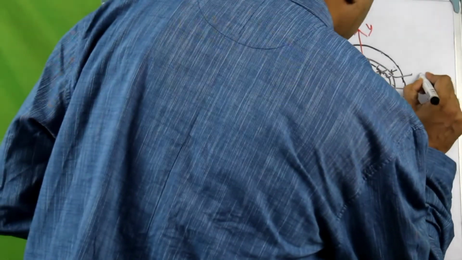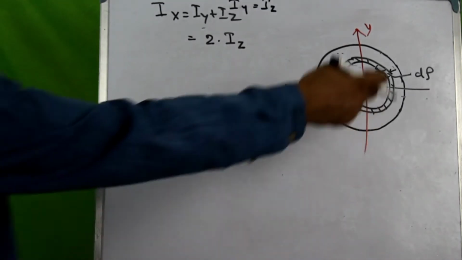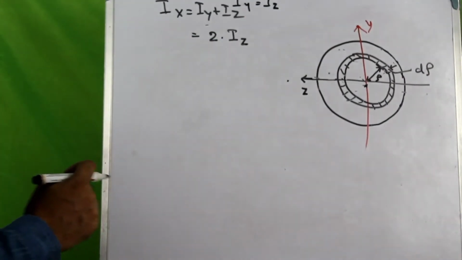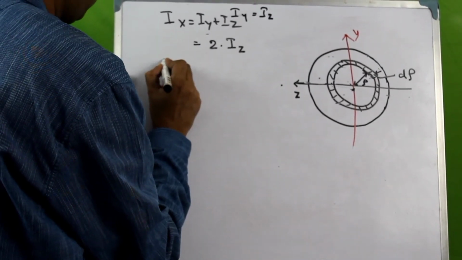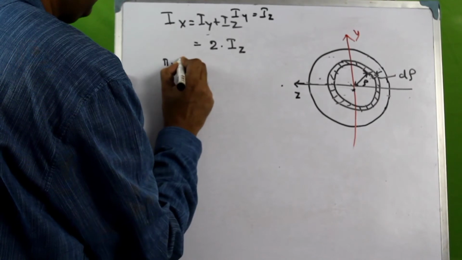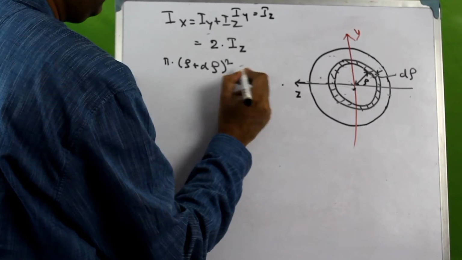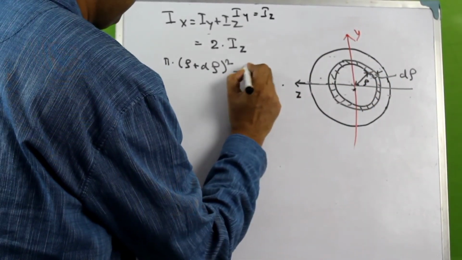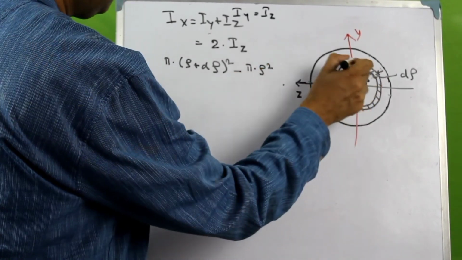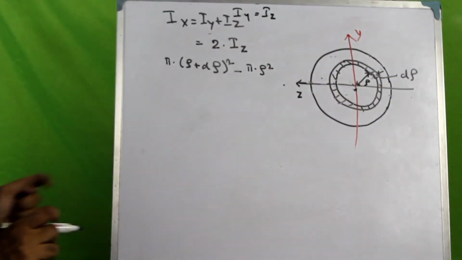Okay, d rho, which is very small, infinitesimally small cross section d rho. So what would be the area of this ring now? The area of this ring would be pi into rho plus d rho whole square, which would be the area of this outer circle, minus pi into rho square, which would be the area of this internal circle. So you will get the area of this elemental ring.